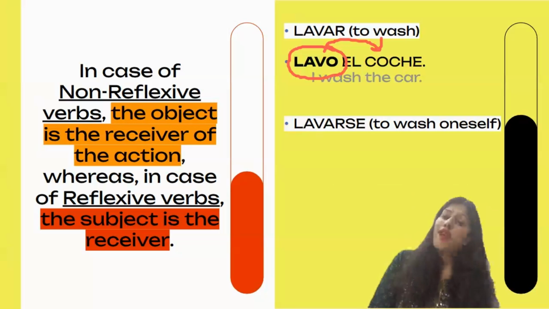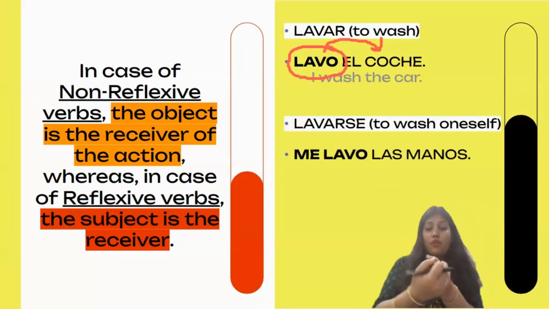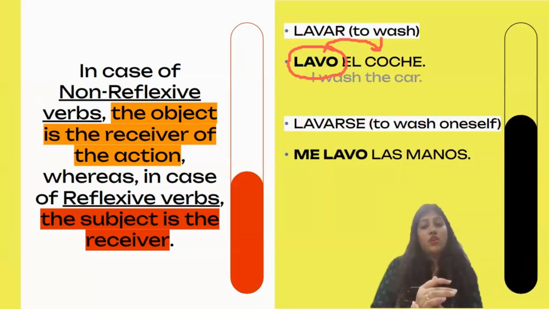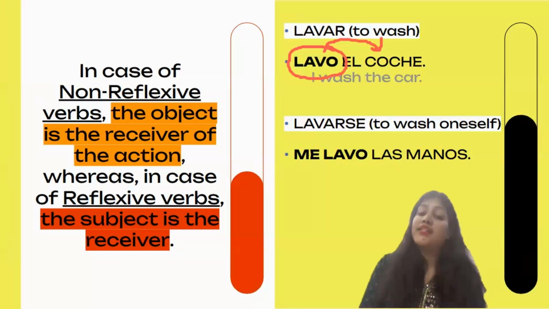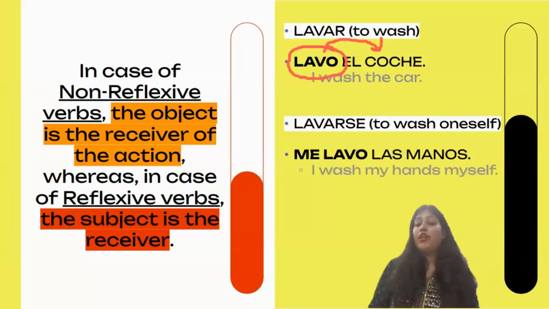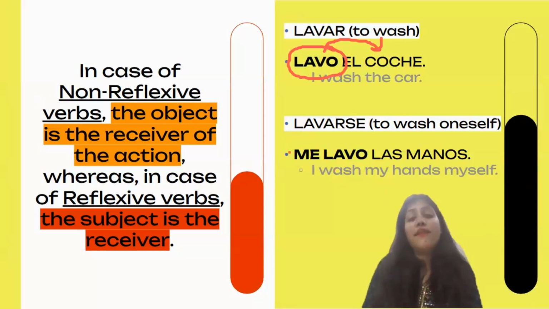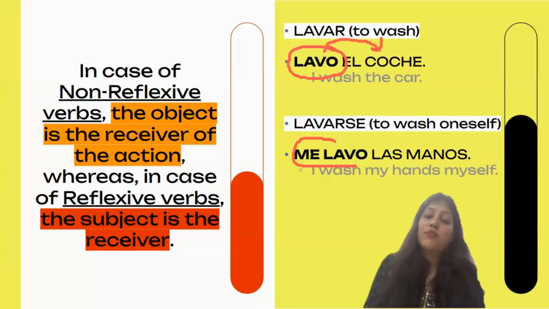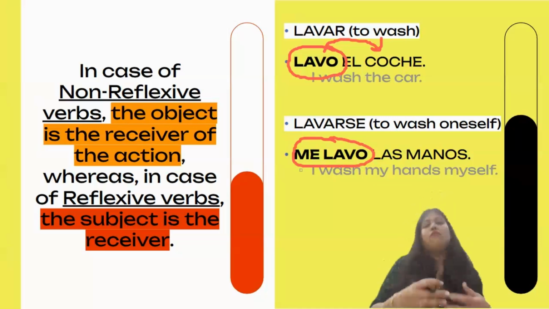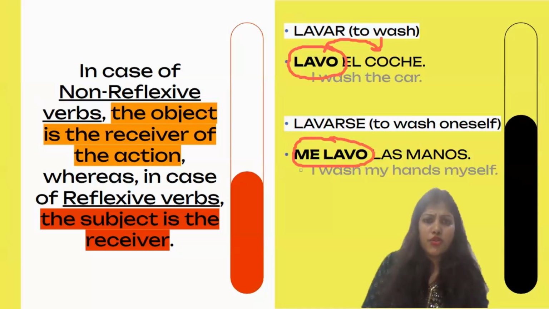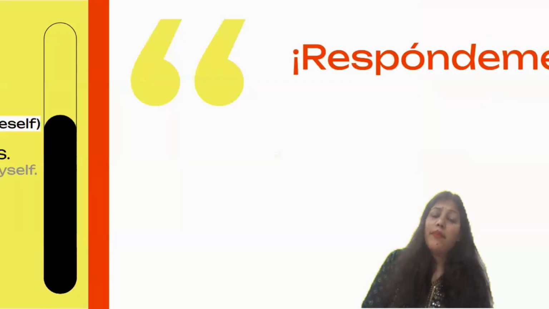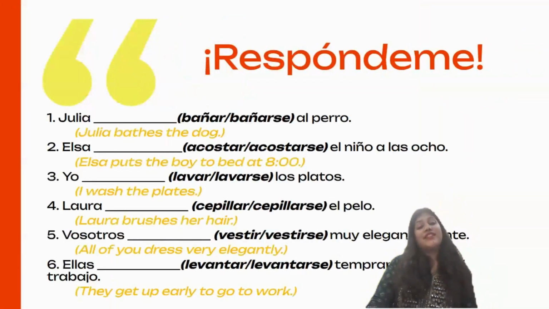Whereas when I use the verb lavarse and say me lavo los manos, I wash my hands myself. Okay, so हाथ मेरे ही हैं ना. ये मत बोलना कि मैम ऑब्जेक्ट के लिए एक्शन तो हाथ धुल रहे हैं, पर हाथ तो मेरे हैं. So I wash my hands myself. इसीलिए मैंने यहाँ पे reflexive pronoun यूज किया. Me lavo los manos.